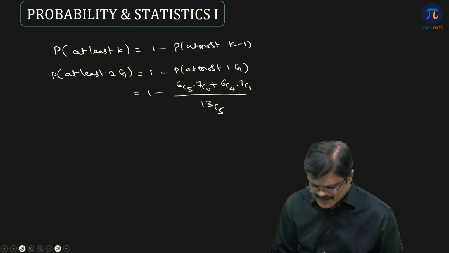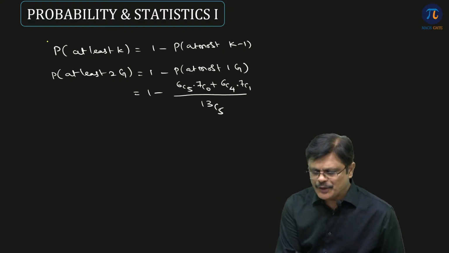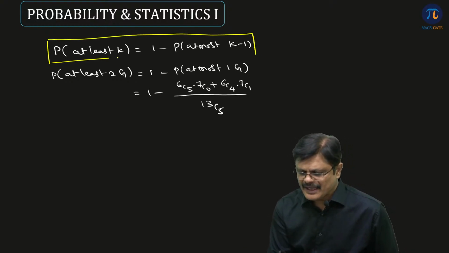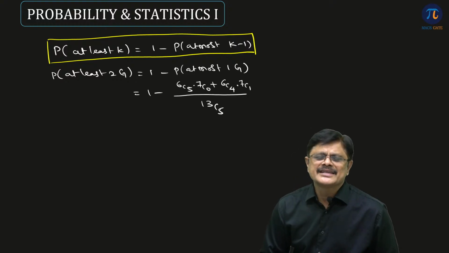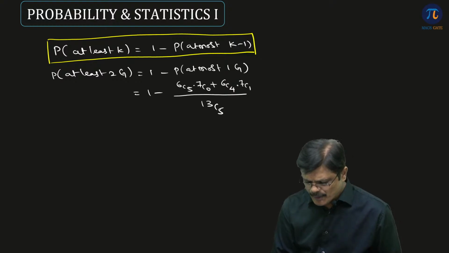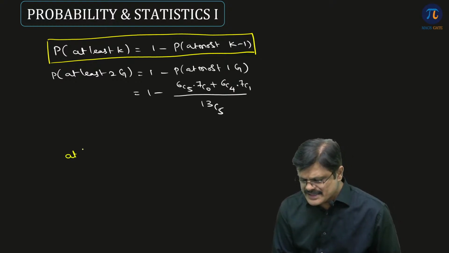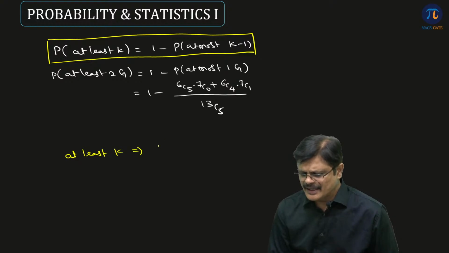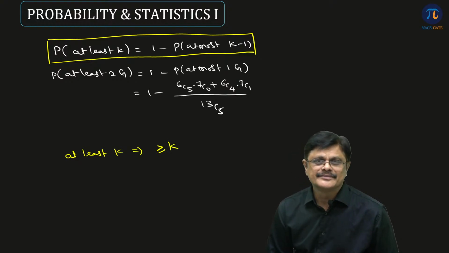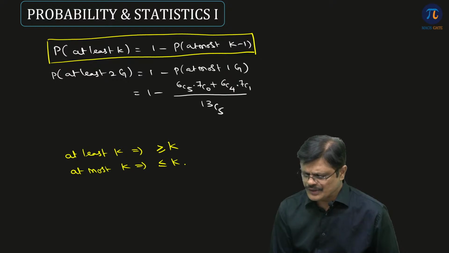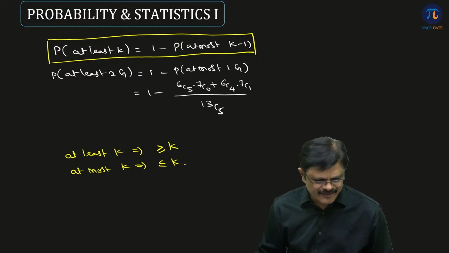So please note this. You can remember this as a formula also: whenever you want, in any problem, the probability of at least k, that is equal to 1 minus the probability of at most k minus 1. And some people also get confused with this particular point. See my dear friends, when you say at least k, the meaning is greater than or equal to k. And when you say at most k, the meaning is less than or equal to k. Please note this point, my dear friends. Clear?